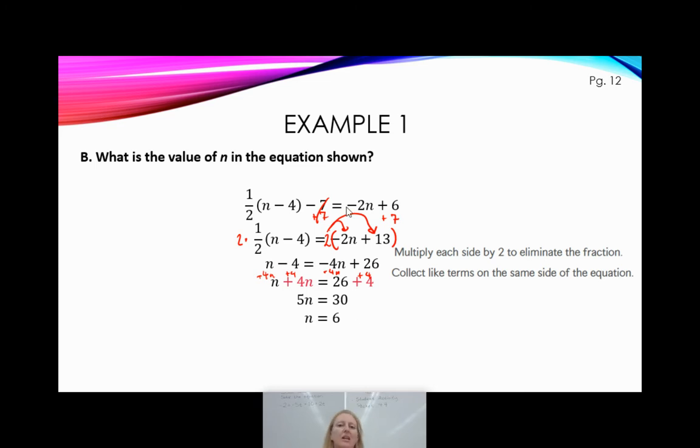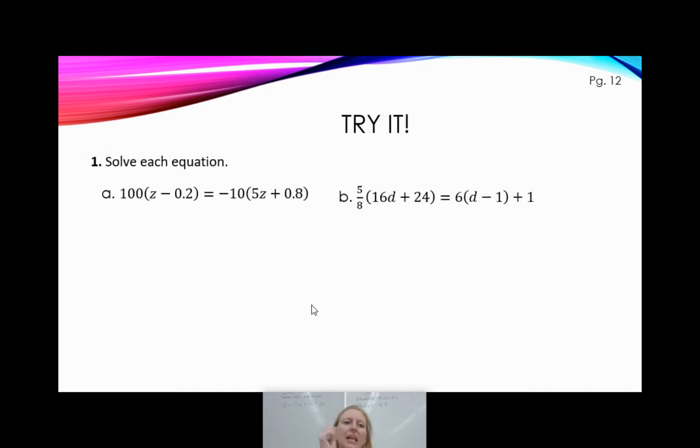Hooray. So you get the idea. If you have variables on both sides, so what? Move it to the other side. Use your inverse operations to move it to the other side so that you can collect all of your like terms on the same side. So I would like you to try these out. Number 1A and B over on page 12 in your book there, also of course on my screen. Go ahead and hit pause, work your way through these two problems, and then hit play when you're ready to check your work.